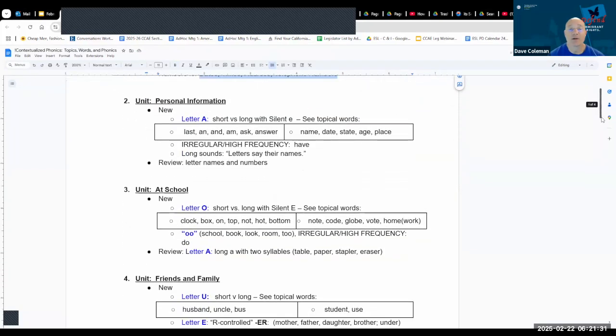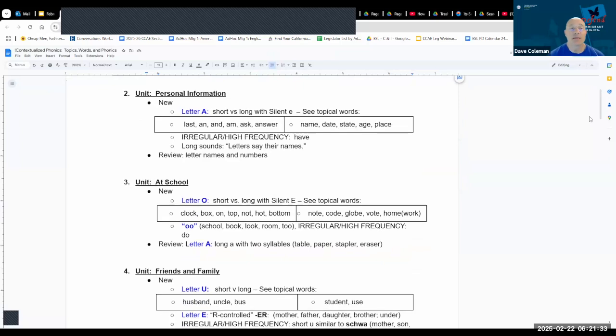This is what Irene modeled. Each of these subsections, each of these topics or units, has what's new and something to review. What's new is the letter A, short versus long with silent E. And then you can see the topical words here. These are taken from the book and from our experience with words that match the rules for this topic.